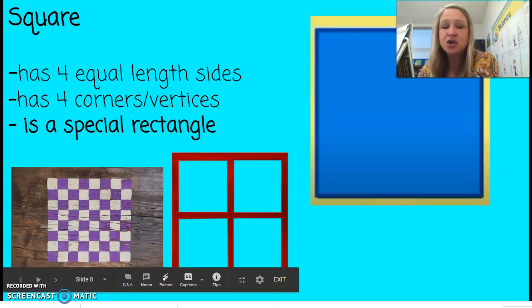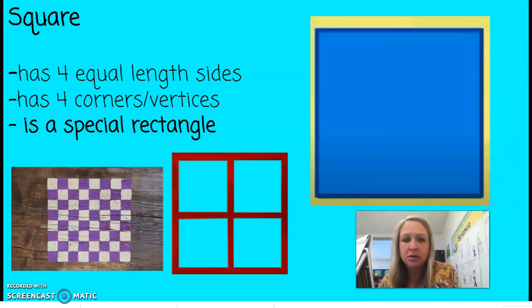Your next word is square. Say square. A square has 4 equal length sides, 4 corners or 4 vertices, and it is also called a special rectangle. So if somebody ever says, square's not a rectangle, you say, oh, yes, it is.